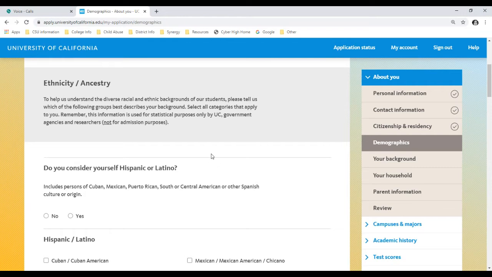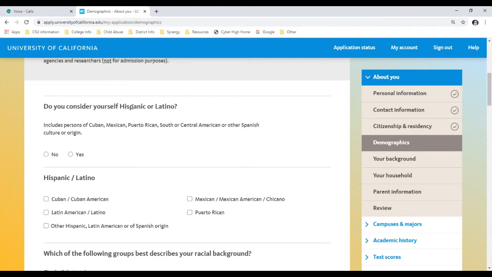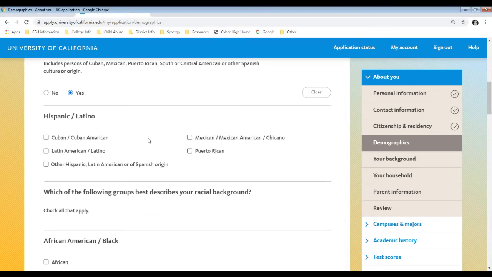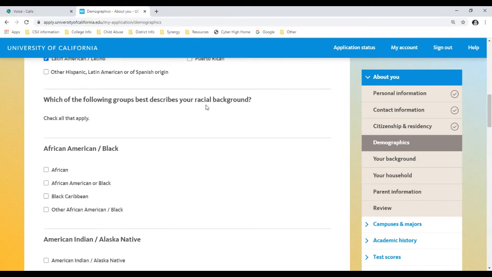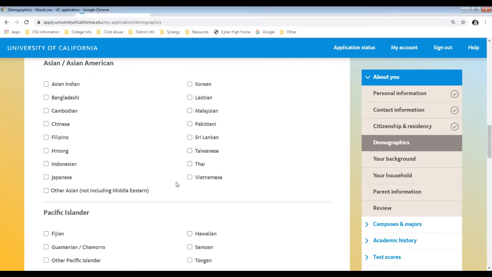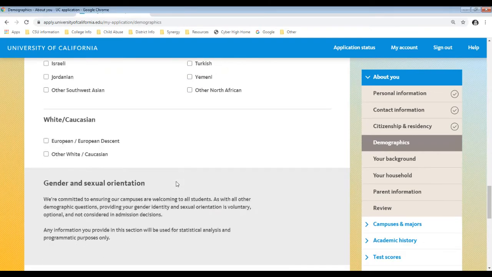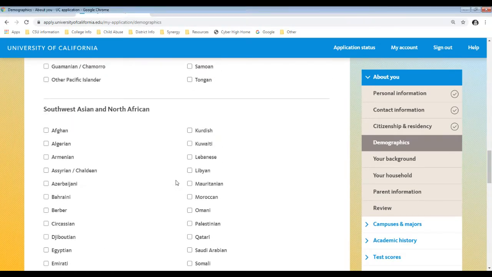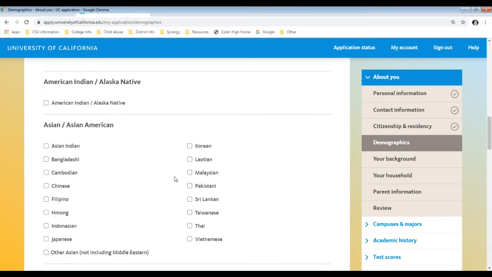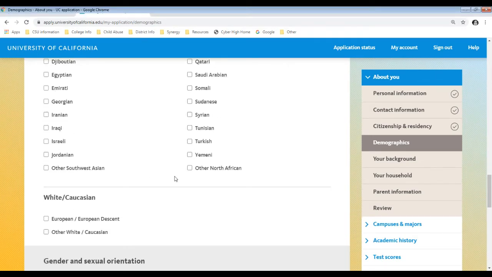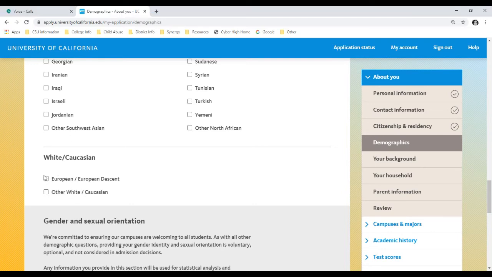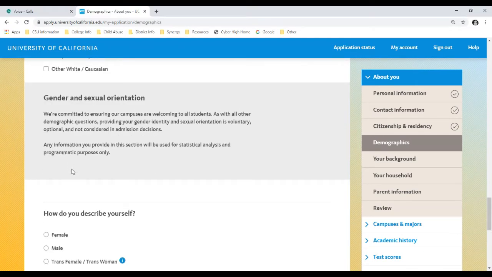Ethnicity and ancestry. So here are some more questions. Just for the purposes of moving on to the next section, I'm just going to click on things, okay? So, do you consider yourself Hispanic or Latino? I'm going to say yes. Hispanic or Latino, I am going to put Latin American. Okay, which of the following groups best describe me? I don't like any of these options because I don't consider myself any of these things, so I am going to just leave it blank. I believe that you're able to leave it blank, but if you consider yourself European or whatever, you can select those things. It is up to you.